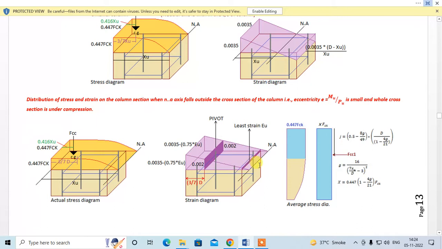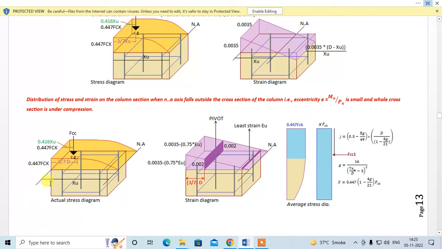So when you move this neutral axis far, this strain will decrease and this strain will increase. And when the neutral axis is at infinity, you will find that the strain over the whole cross section will be 0.002, uniformly distributed over the whole cross section. That is what we have already studied in chapter 11 part 1.